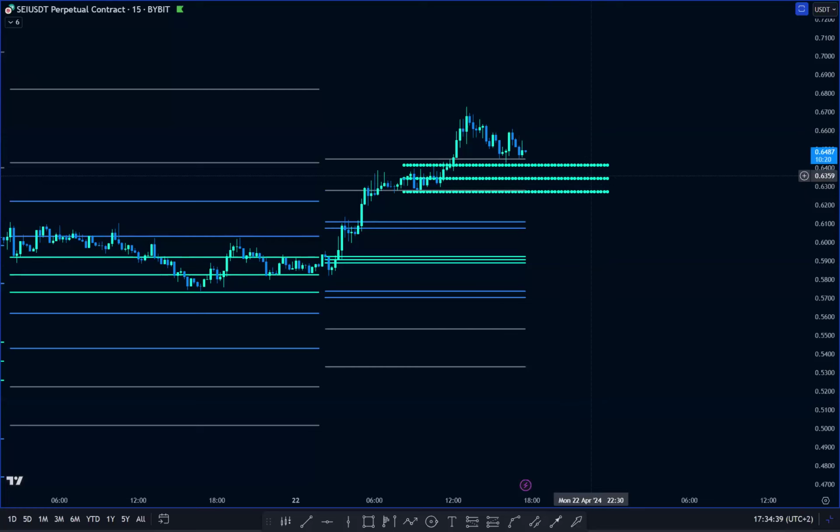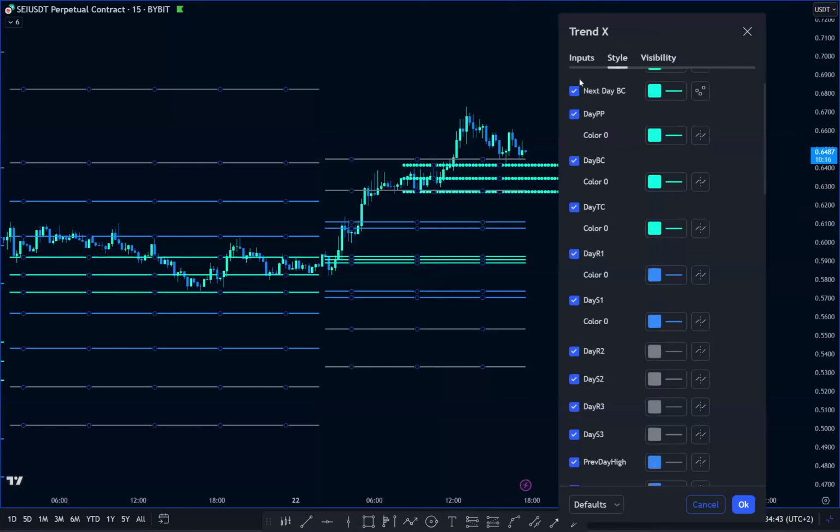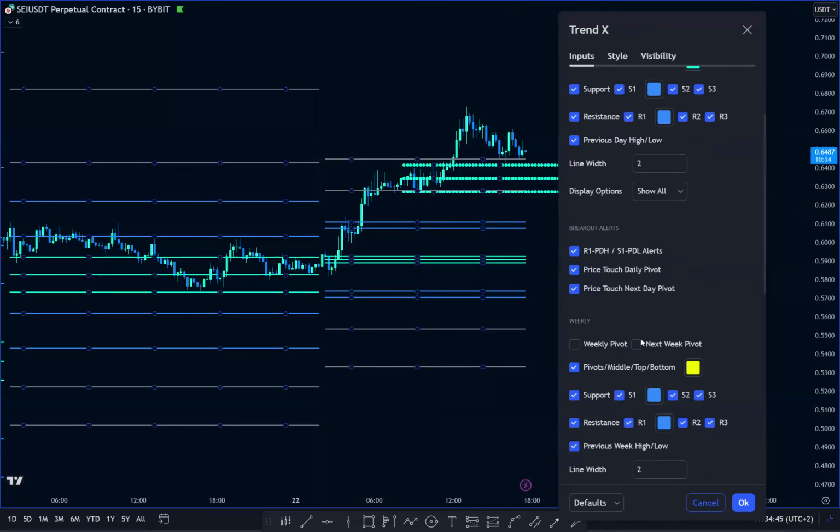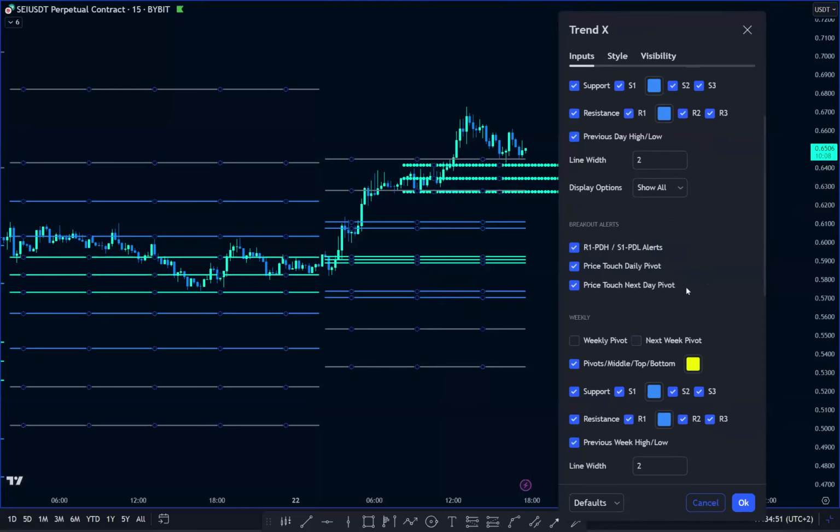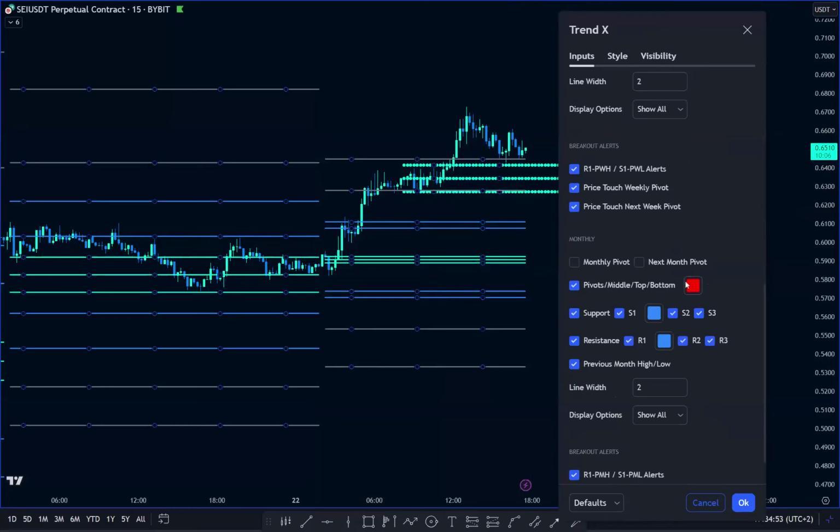And this will work for all of them. It'll work for the daily. You can see over here, it'll work for your daily. It'll work for the weekly. So towards the end of the week, we'll be able to understand what the next week's pivots are going to look like. And towards the end of the month, we can start to get an idea what the next month's pivots will look like.